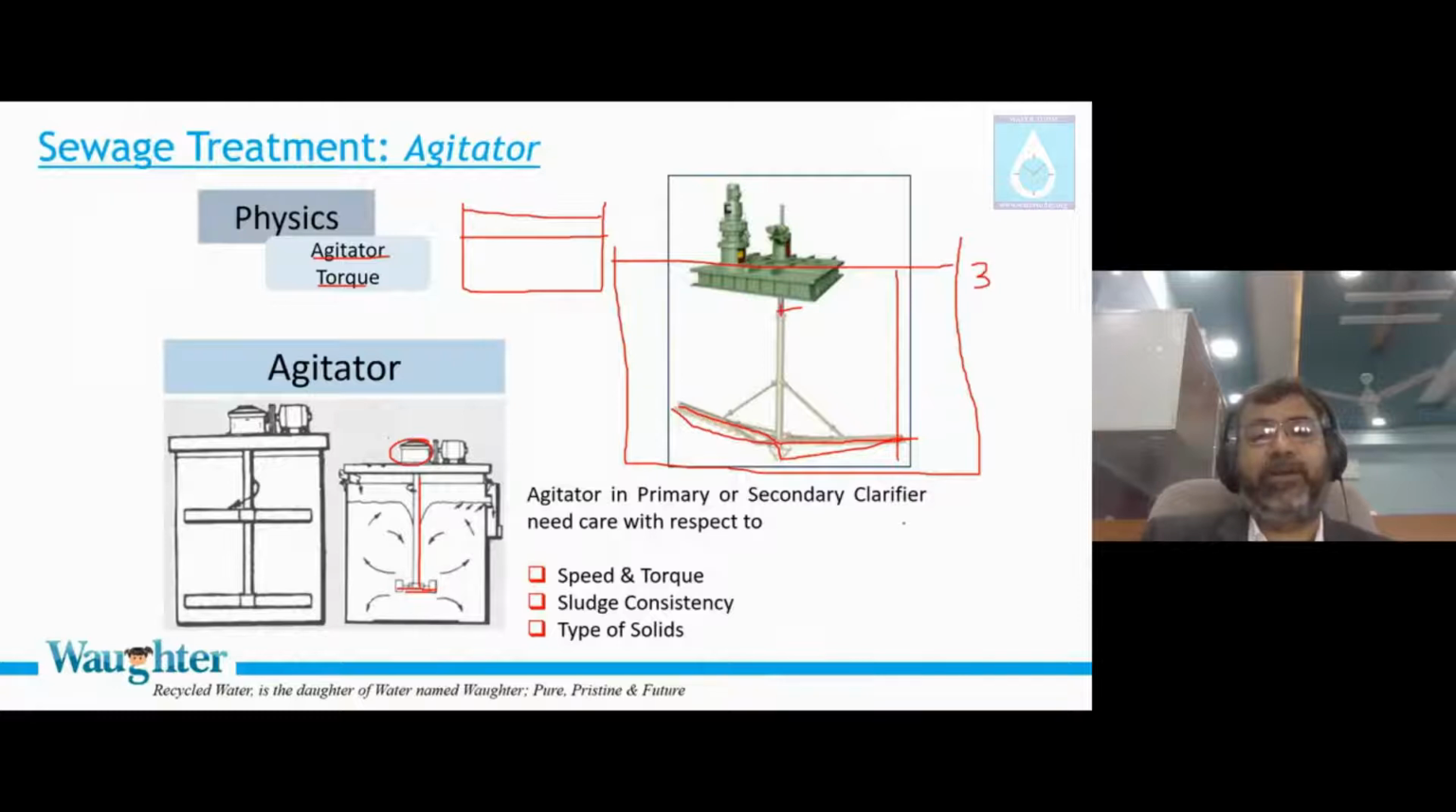Agitators in primary and secondary clarifiers need care with respect to speed and torque, because of sludge consistency. Everybody wants thicker sludge, but the thicker the sludge, the problem is here. So you cannot thicken the sludge in your clarifier. You have the sludge at a particular concentration, or the right term is consistency, in your clarifiers, and if you want to thicken it further, you would have to wait. And the type of solid is also very, very important. If those solids can cause any kind of abrasion here, then it is not welcome. So agitator designing is also an interesting subject where we will be paying attention.